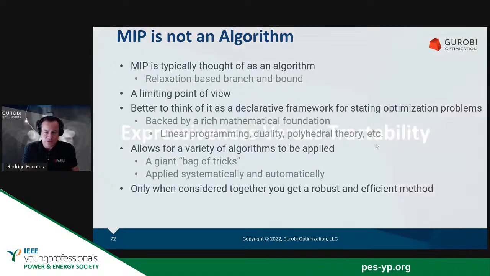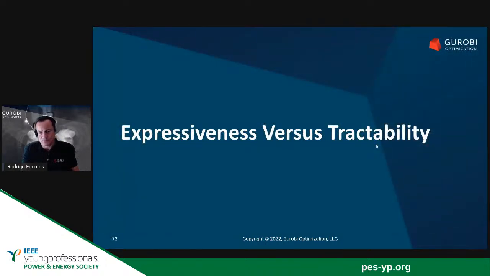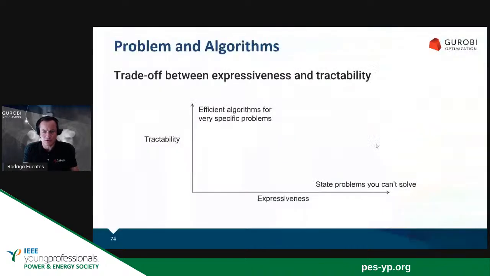So let's talk now about a trade-off between expressiveness and tractability of a problem. And this will give you an idea of the possibilities and also, I wouldn't say limitations, but what to look for. With optimization problems, there is a trade-off between the amount of information or detail I want to convey for a particular model and how easy it is to solve the model.